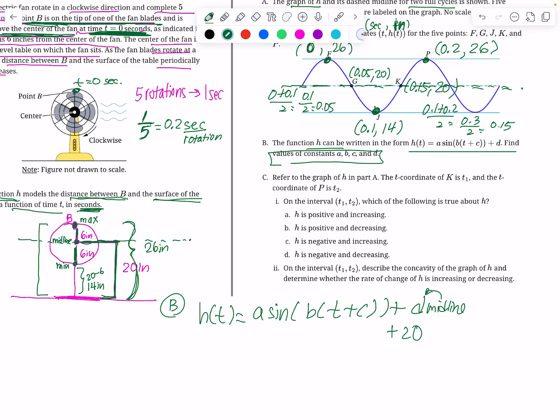What else is easy to plug in? Well, we know that when time was 0 seconds, the maximum was 26. So that's the h of 0. So let's plug that in. So when I'm plugging in h of 0 or 26, and then everything else I'll plug in later. So the time here is 0.